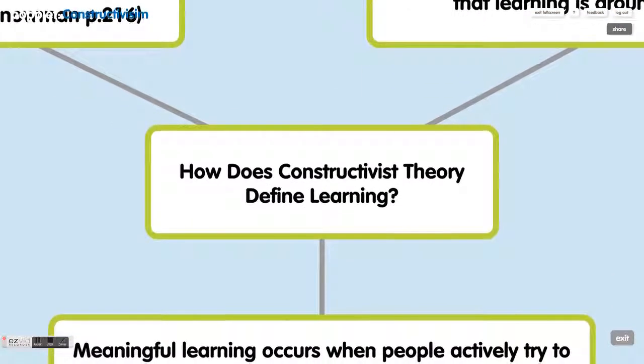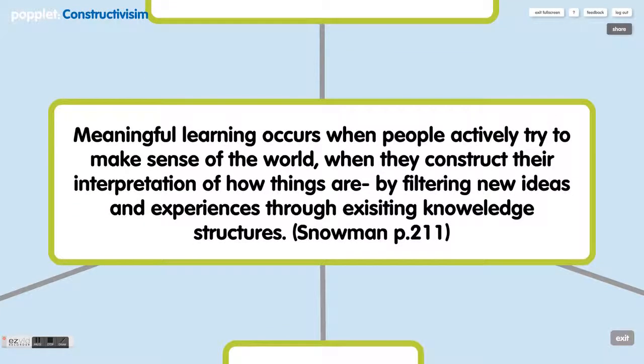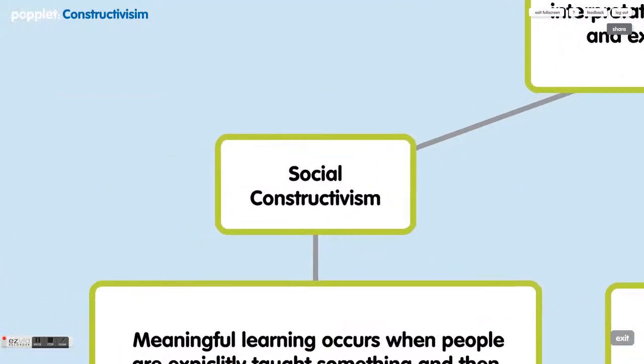So, how does constructivist theory define learning? In Snowden's book, he defines it as meaningful learning occurring when people actively try to make sense of the world, when they construct their interpretation of how things are by filtering new ideas and experiences through existing knowledge structures, according to his book on page 211. He does this in three separate ways.